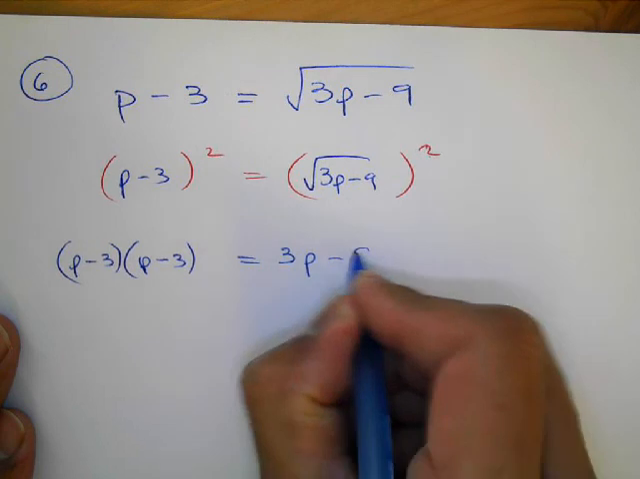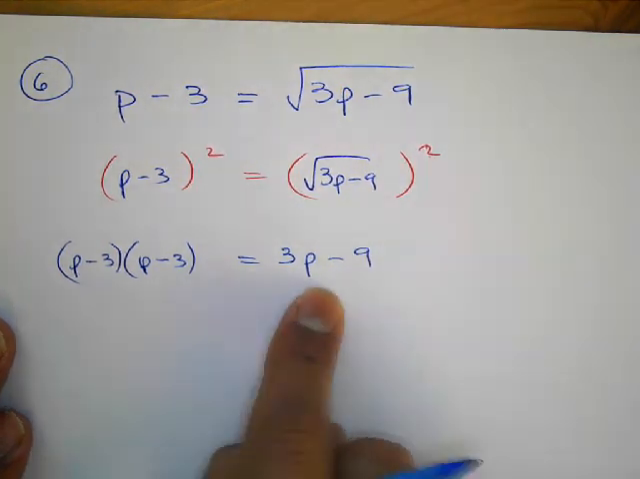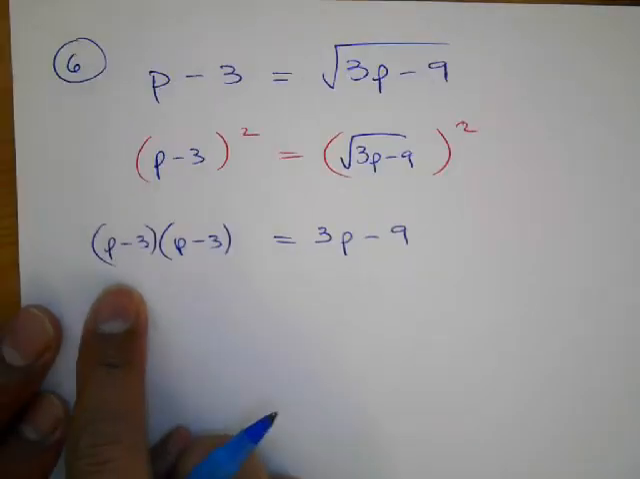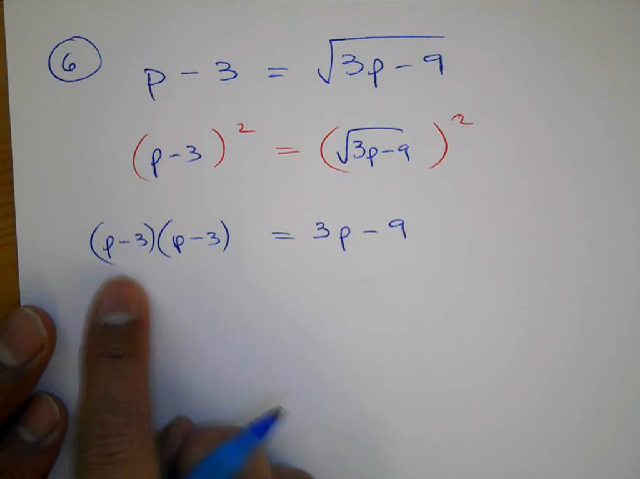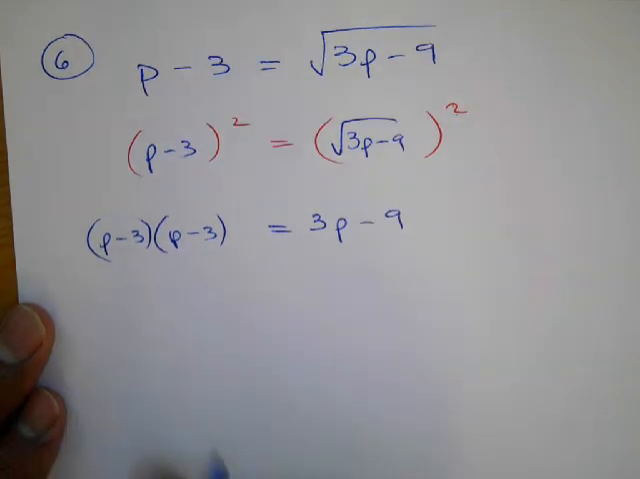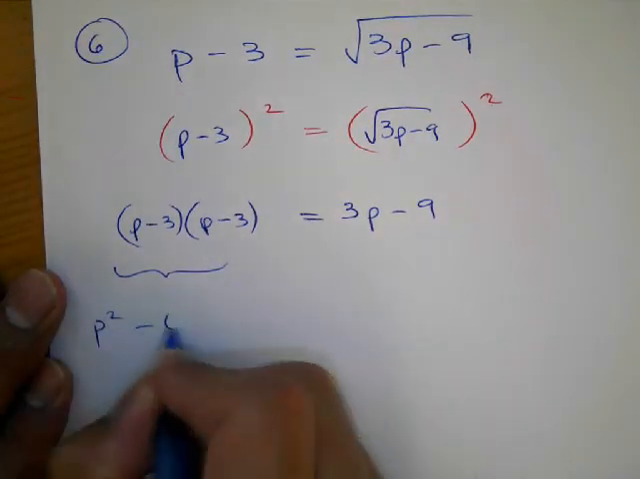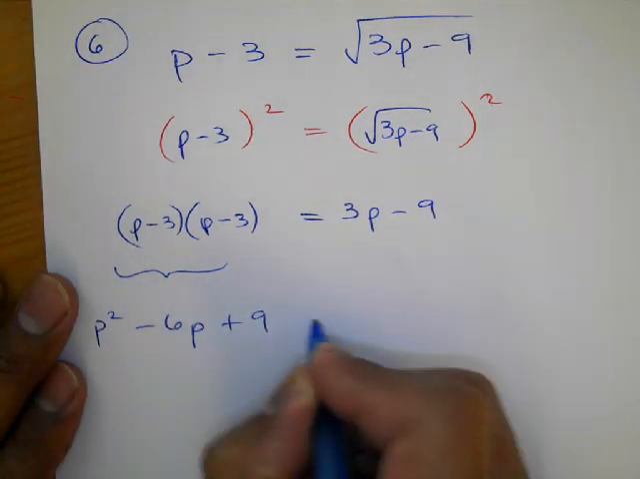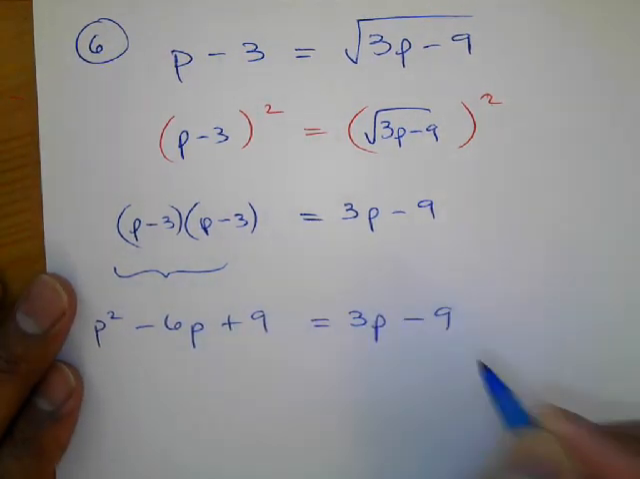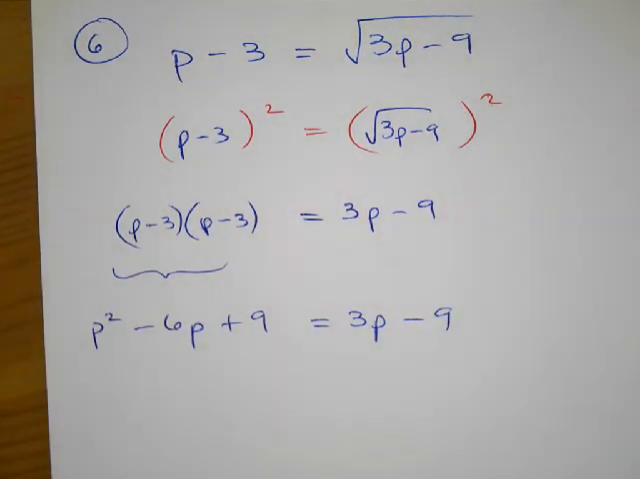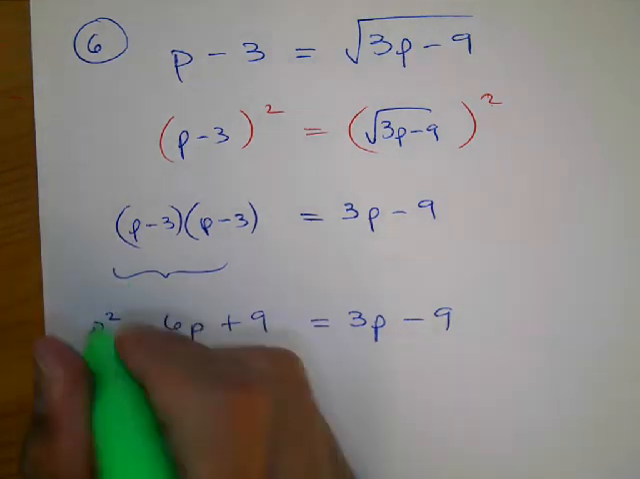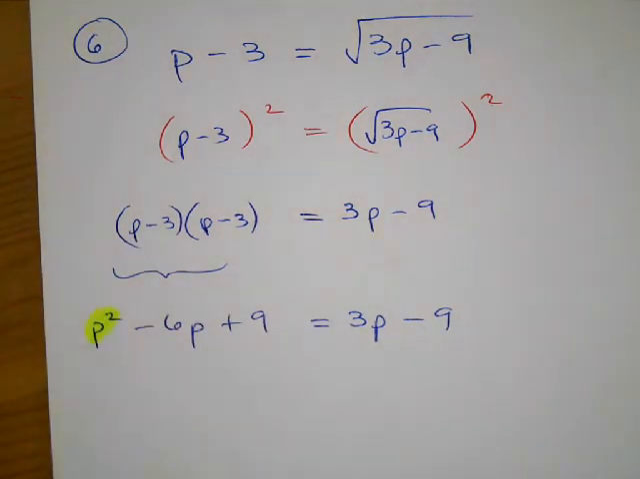That's going to be what? p minus 3 times p minus 3 equals. And then this square root and the square cancel each other out. This side is ready to go. This side you got to do this product here, to FOIL this out or do the box method. I'm just going to tell you what it is. This is p squared minus 6p plus 9 is equal to 3p minus 9.